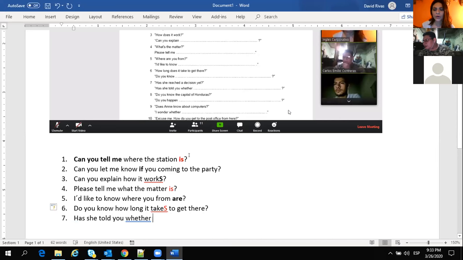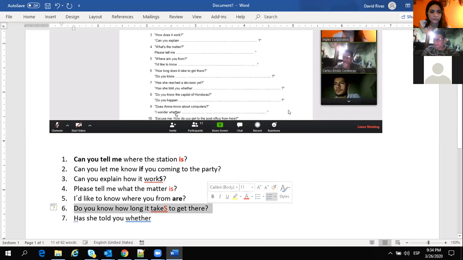What number are you working on? In number 7. Number 7, has she reached a decision yet? Yes, David. We have a question. In number 6, for example, indirect question. Is does. But in this case, we need to add the S in the verb. That's right. Yes, of course. Yeah, because you omitted the auxiliary, right? Yes. Okay.